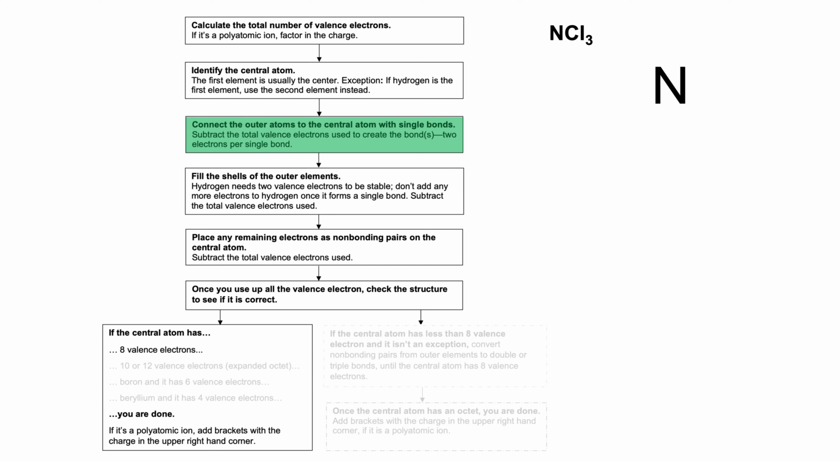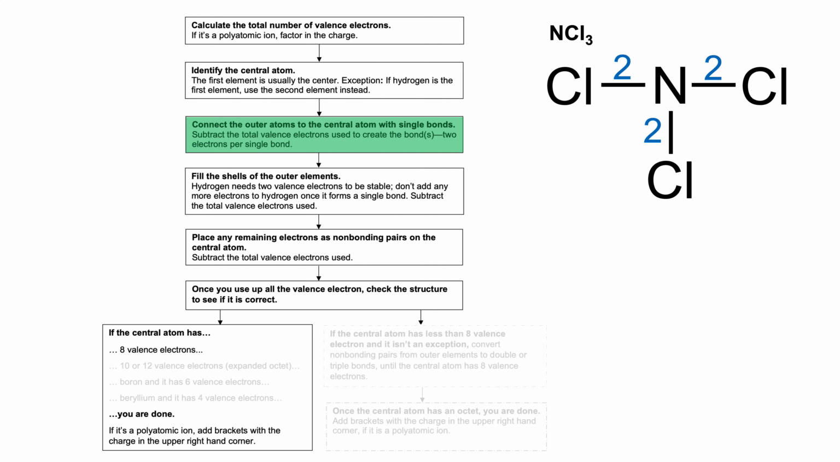Your next step is you need to go through and place the other elements around the central atom. So in NCl3, there's 3 chlorines. So I put those 3 chlorines around nitrogen. I'm connecting each outer element to the central one with a single covalent bond. That's going to use up 2 electrons for each bond that's formed. So I used 6 electrons in creating those 3 bonds.